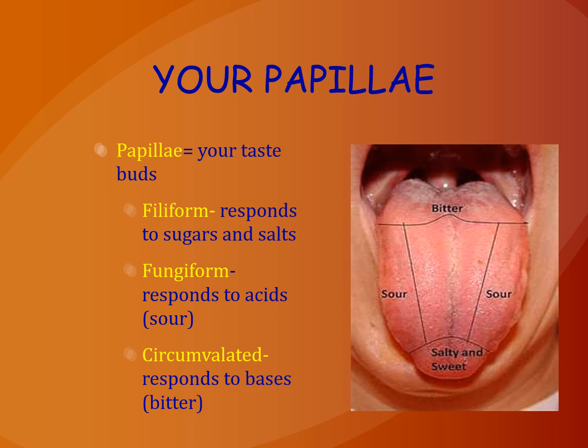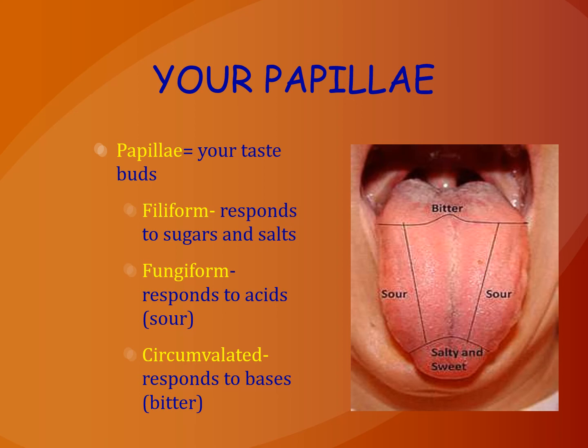Now, one filiform will not do both. You have some filiforms that just respond to sugar, and you have some filiforms that just respond to salts. Fungiforms get their name because they look like mushrooms. They respond to acid, so this is what gives you the sour taste, and you can see that they're found mostly on the sides of your tongue.